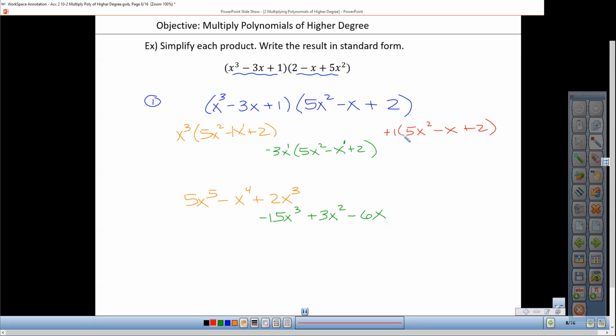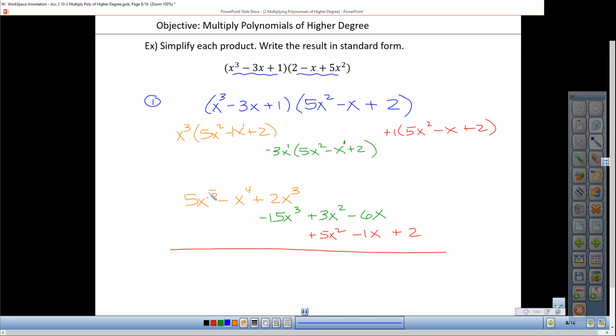So now I'm going to distribute the 1. And so anything times 1 is itself, so I get a plus 5x squared, which matches here for like terms. And a minus 1x, which matches here. And then negative 1, or positive 1 rather, times 2 gives me a plus 2 at the end.